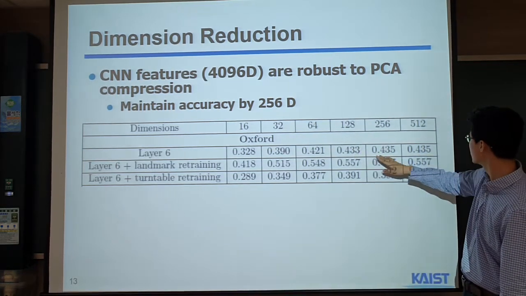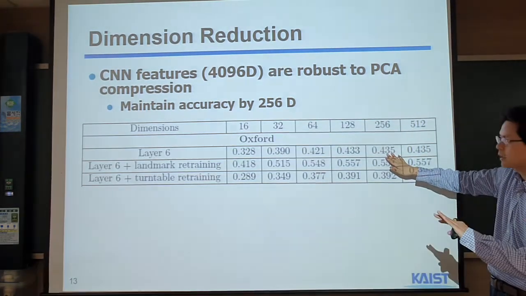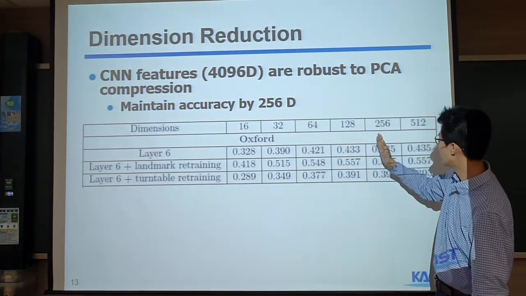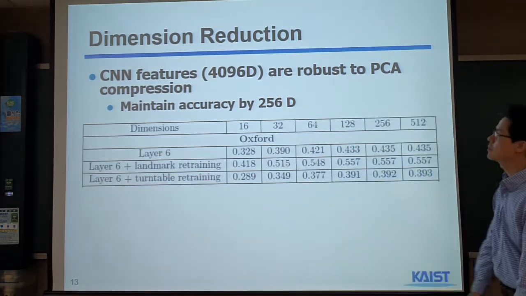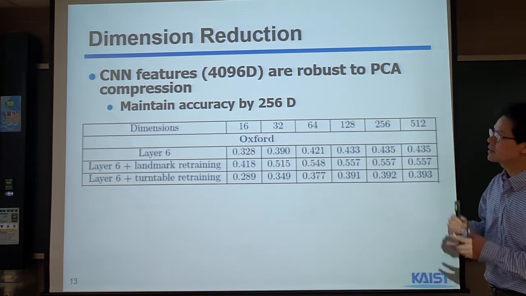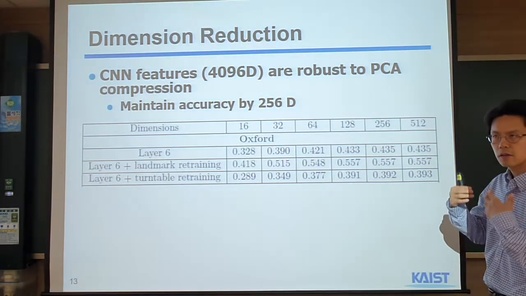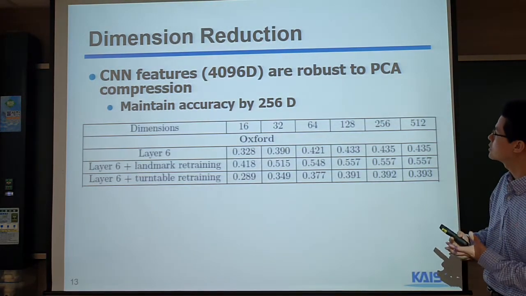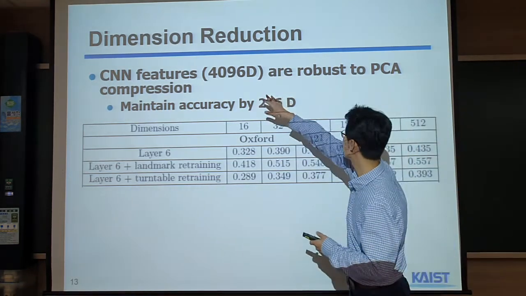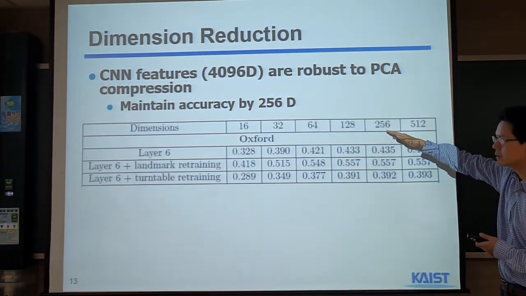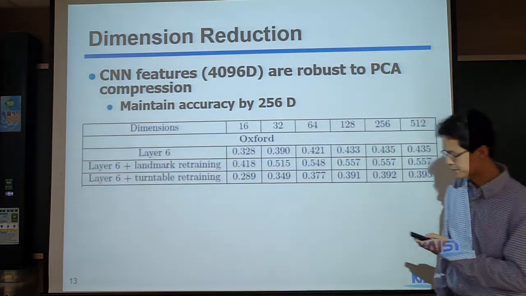But after that, up to this 256, the accuracy is actually very stable. But after that, they are lowering; they get kind of low accuracy. So the main point is that it seems like CNN features, by the way they are designed and constructed, are very robust to dimension reduction. So even though they reduce down from 4000 to this 256, they maintain the original accuracy, which is very good news.